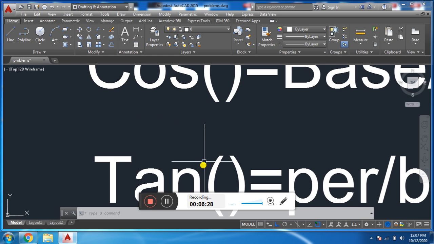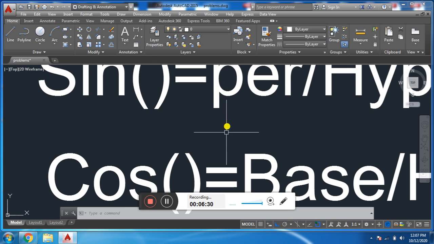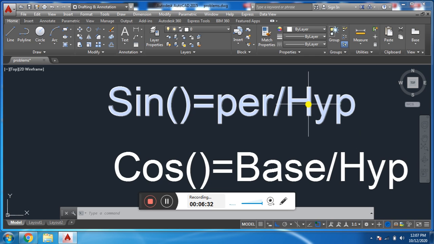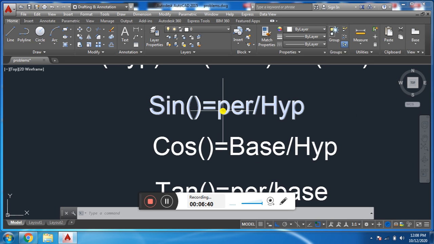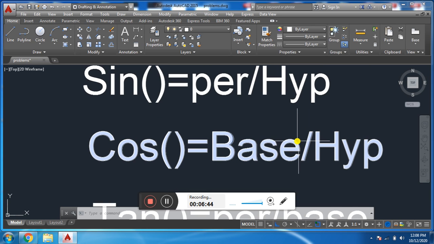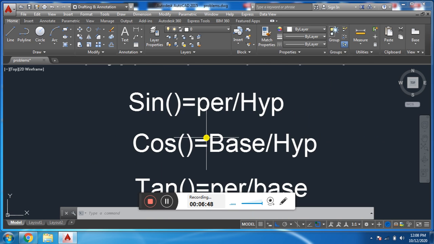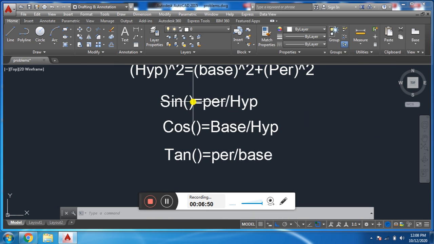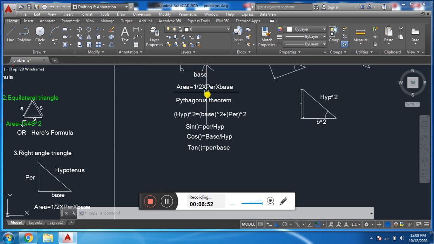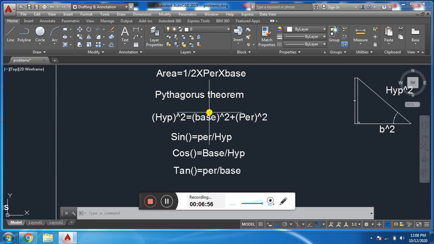Similarly, we can also use tangent theta. If we have perpendicular and hypotenuse, and we want to find the value of theta, we can use this. Similarly, if we have the value of base and hypotenuse, and we want to know the value of theta, we can use this relation. It means that we can use these properties only for a right angle triangle.